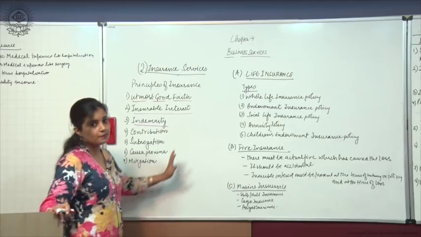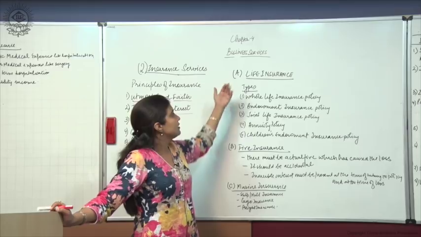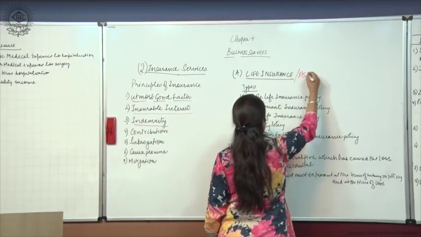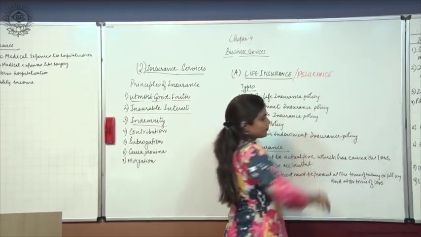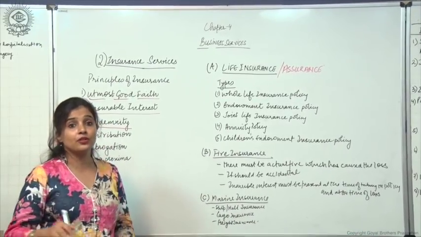Now let's move on to the different types of insurances. Number 1 being life insurance. It will be more appropriate if I say that it is more of an assurance. Okay, life insurance policy is more of a life assurance policy.